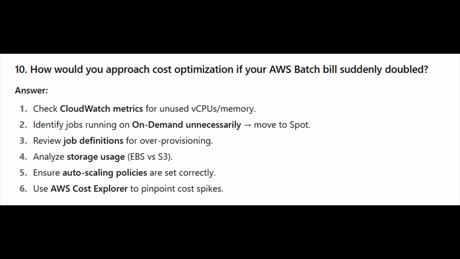10. How would you approach cost optimization if your AWS Batch bill suddenly doubled? Answer. Check CloudWatch metrics for unused vCPUs/memory. Identify jobs running on-demand unnecessarily and move them to Spot. Review job definitions for over-provisioning. Analyze storage usage, EBS versus S3. Ensure auto-scaling policies are set correctly. Use AWS Cost Explorer to pinpoint cost spikes.